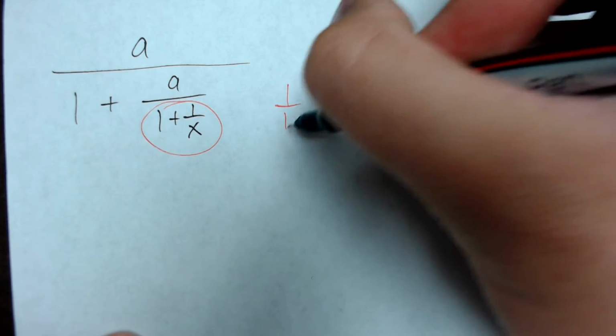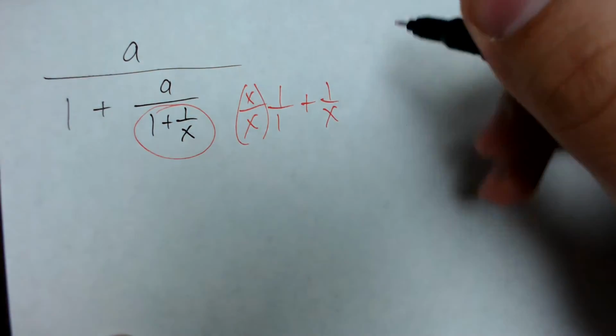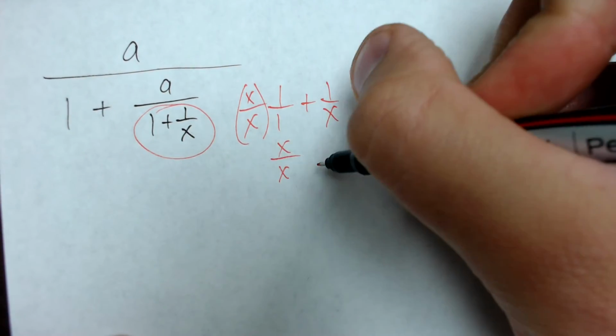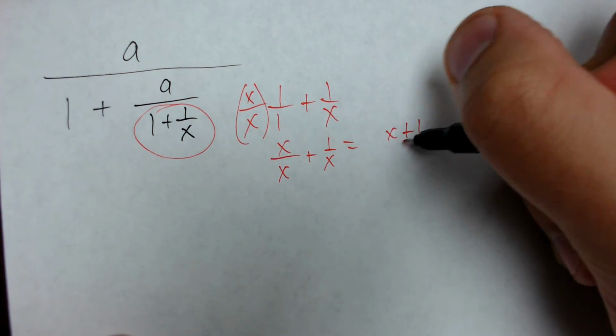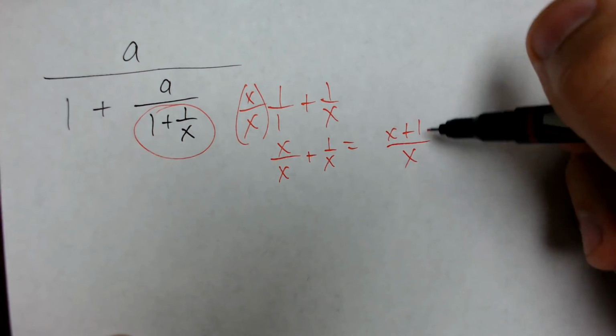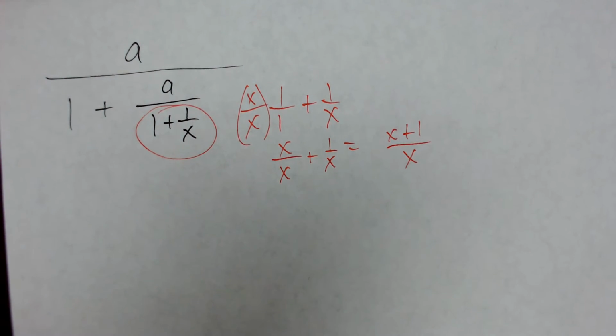So starting with 1 plus 1 over x, I'm going to rewrite this as 1 over 1 plus 1 over x. Multiply this side by a value of 1 written with x's. So now I have x over x plus 1 over x. That equals x plus 1 over x. I now have one fraction I can put right here. Now, that one fraction is underneath the numerator, a.